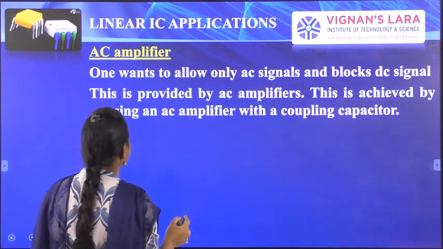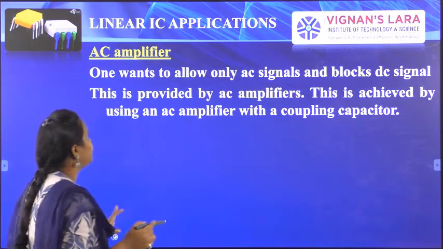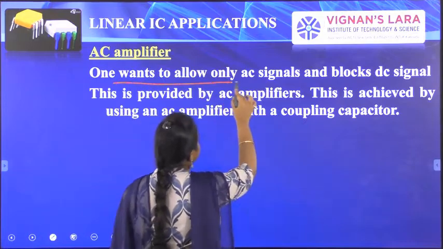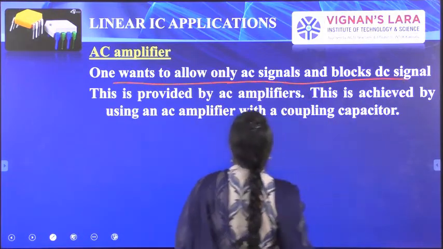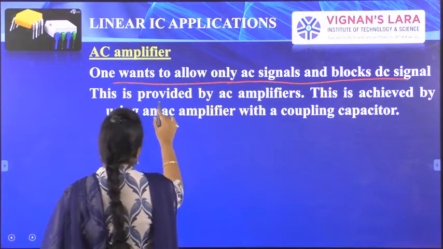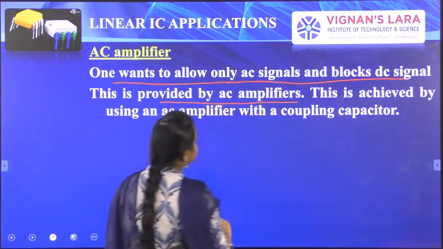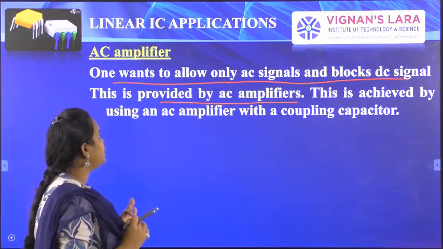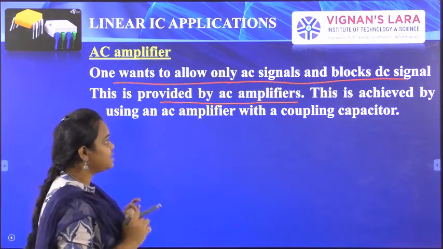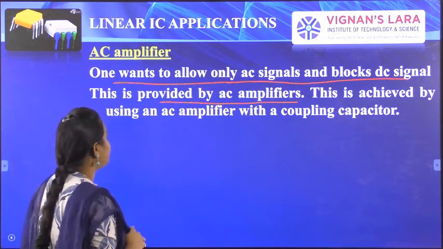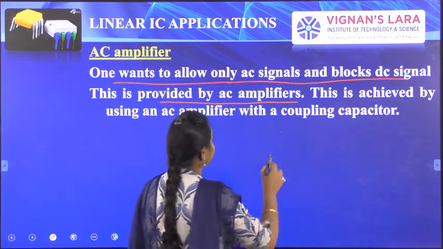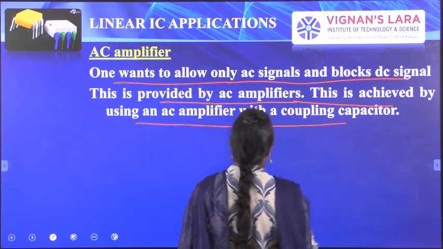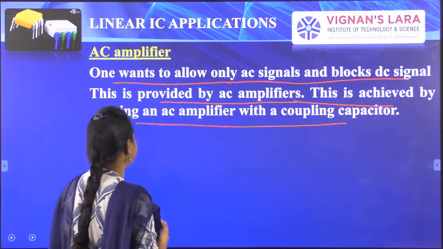Also, we have another concept. It is an AC amplifier. An AC amplifier allows only AC signals and blocks DC signals. This is provided by AC amplifiers. The meaning of an AC amplifier is that it amplifies only AC signals and blocks DC signals. This is achieved by using an AC amplifier with a coupling capacitor.